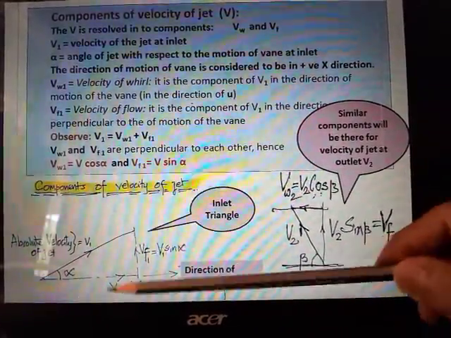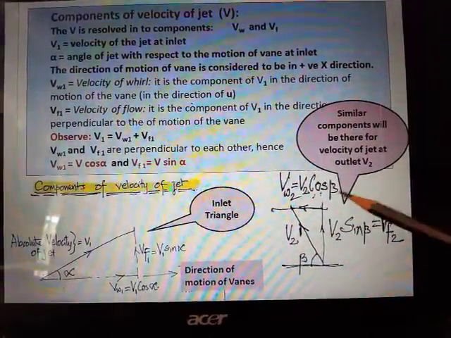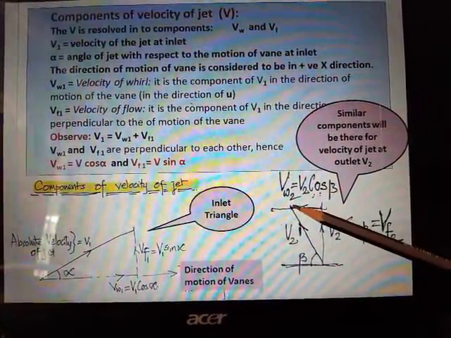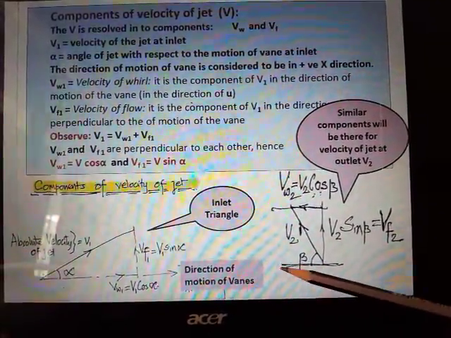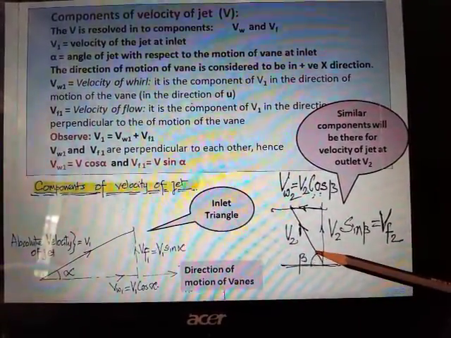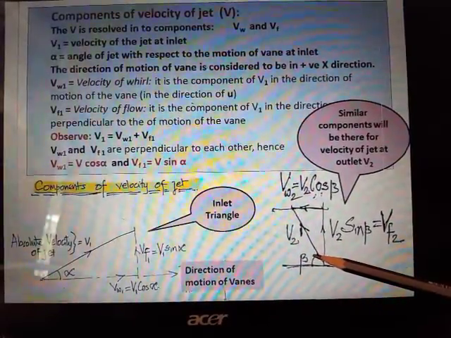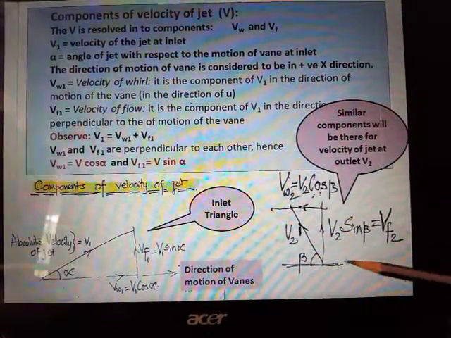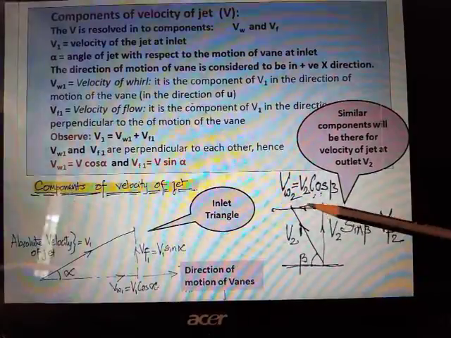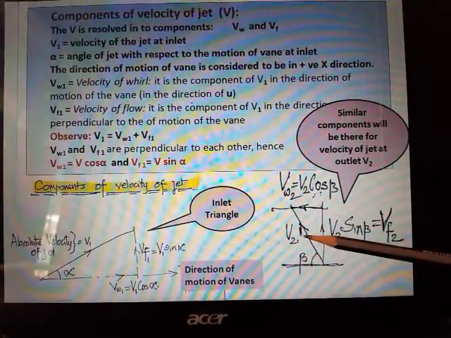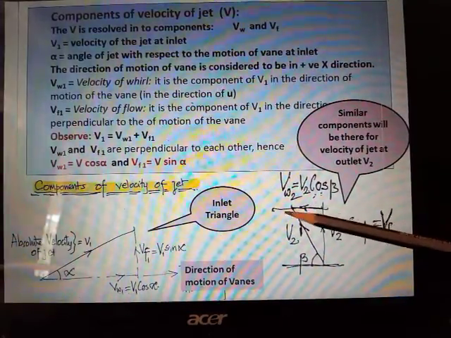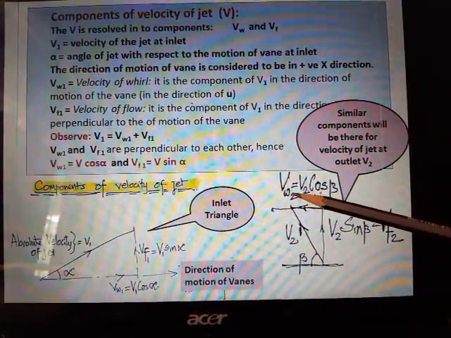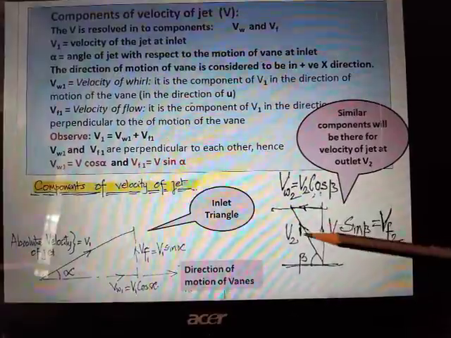Exactly in the similar manner, even in the outlet velocity triangle, that is V2, the velocity of the jet, with the direction of motion of the vane which is horizontal, the angle is beta. Now a component in this direction will be this way, the magnitude will be V2 cos beta, going this way, and it is represented as VW2, velocity of whirl.